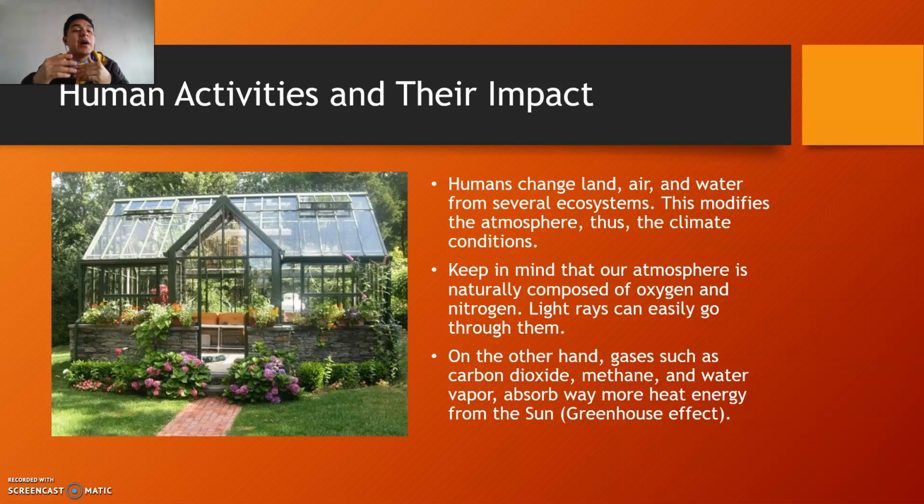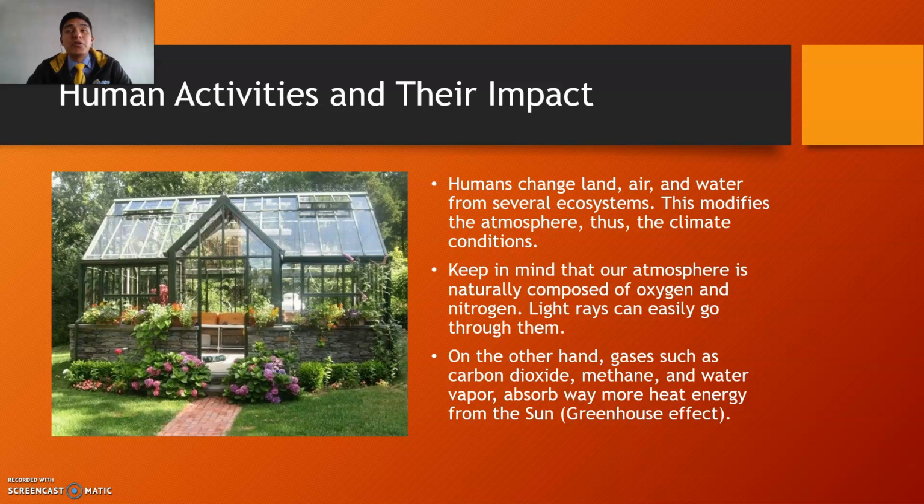It is going to start piling up and it is going to form thicker layers in there. And if the layers are thicker and the gases such as carbon dioxide are absorbing more heat energy, then the temperature of our planet is going to change, just like the one we were mentioning right there in the greenhouse. And if the temperature continues increasing, in the end the whole climate conditions are going to change.